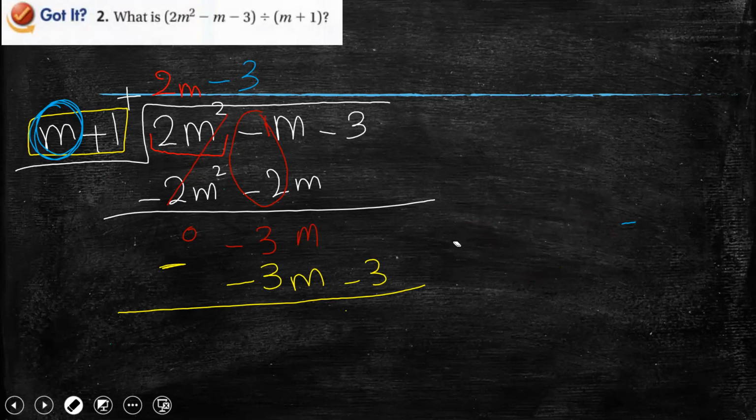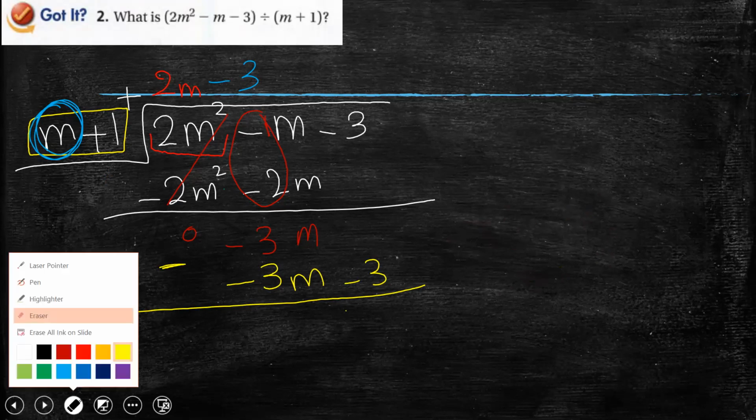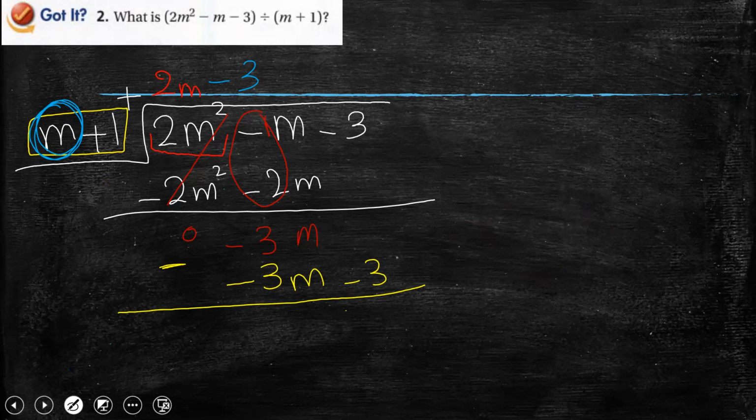Now by logic, since you want to cancel them, you need to change the sign of the second column here. So the magic sign will make this one a plus and this one a plus. The -3m with 3m cancel each other. So what do we have now? We have +3. And then this -3, bring it down. So what's the remainder? 0. +3 minus 3 is 0.